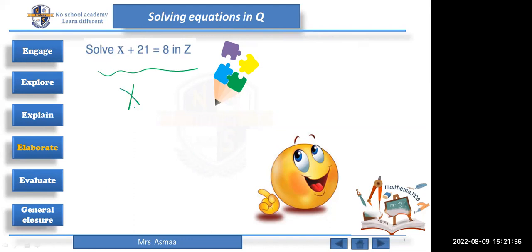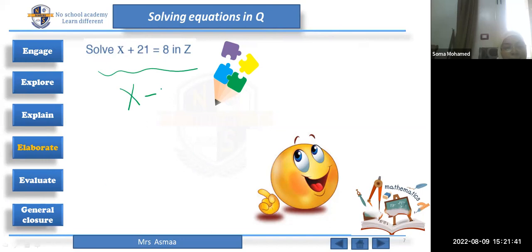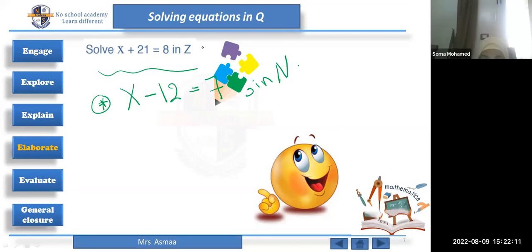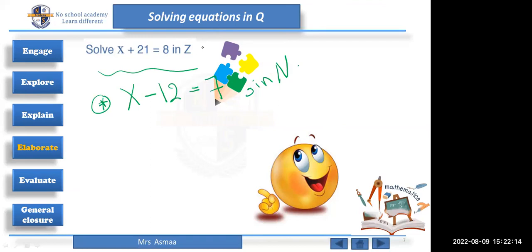x minus 12 equals 7, in N. It's easy. Send your answer in the chat box. I'm kind, it's easy. I want all of you to answer quickly. Super, Yassine first. That's second. Jana, what is your answer? Jana first, and then Yassine second.